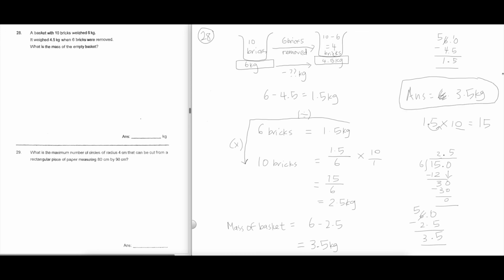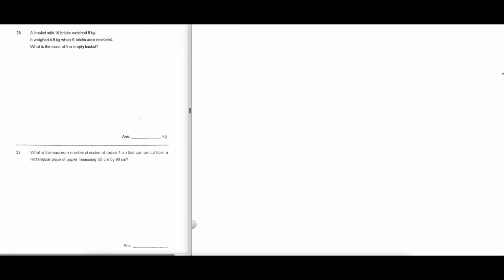Okay, let's move on. Question 29. What is the maximum number of circles of radius 4 cm that can be cut from a rectangular piece of paper measuring 80 by 90 cm? Let's draw. But obviously we're not going to draw the circles because there will be a lot. So what I'm going to do is I'm going to draw the rectangular piece of paper.